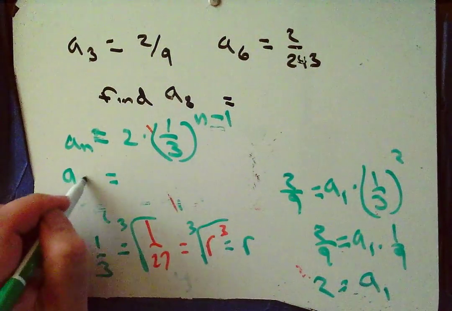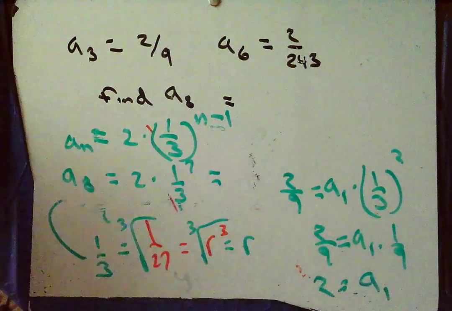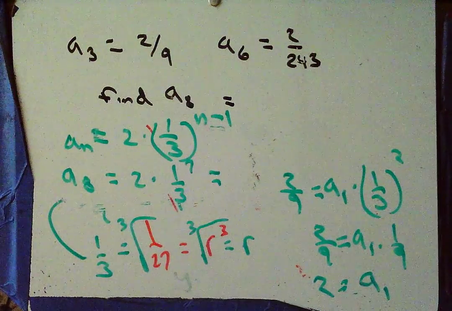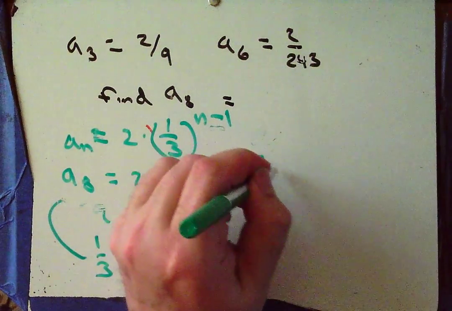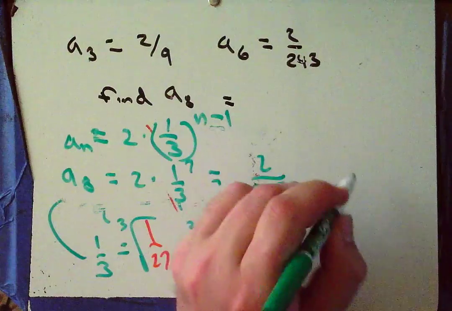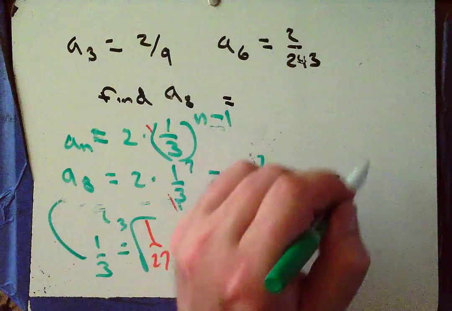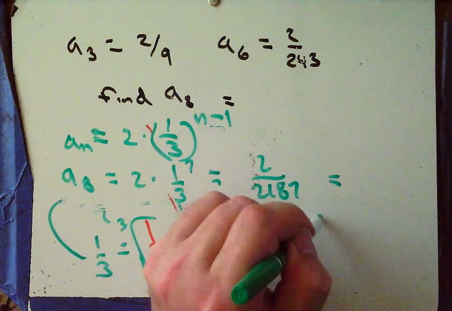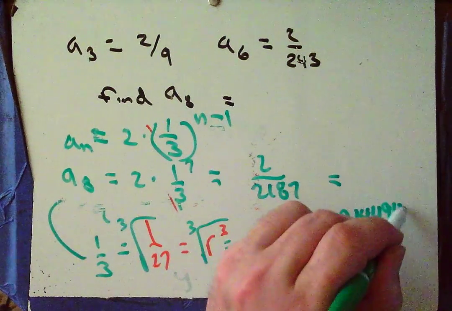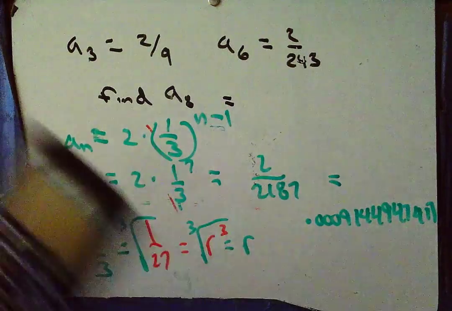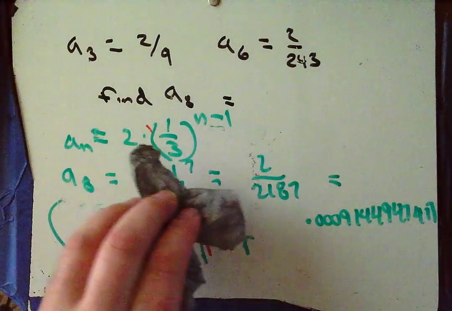I'm looking for a sub 8, so 2 times 1/3 to the 8 minus 1, or 7. So 3 to the 7th is 2187. So we're going to have 2 over 2187. That's my favorite answer, but of course you could always decimalize it and write an approximation, 0.00914494747. I'd rather write that. Okay, so there's our bell work.